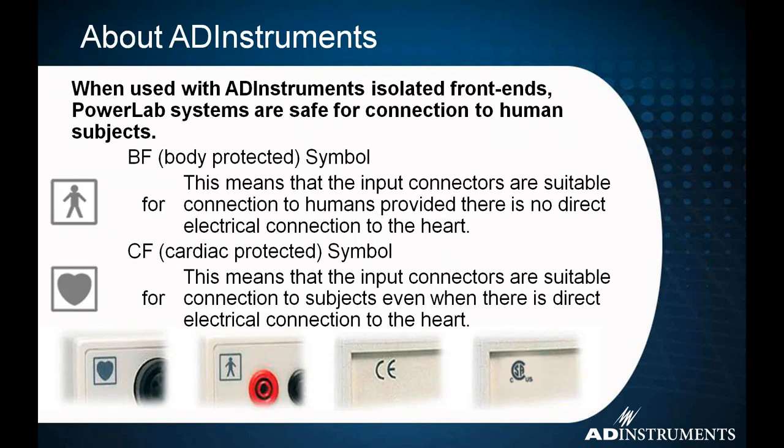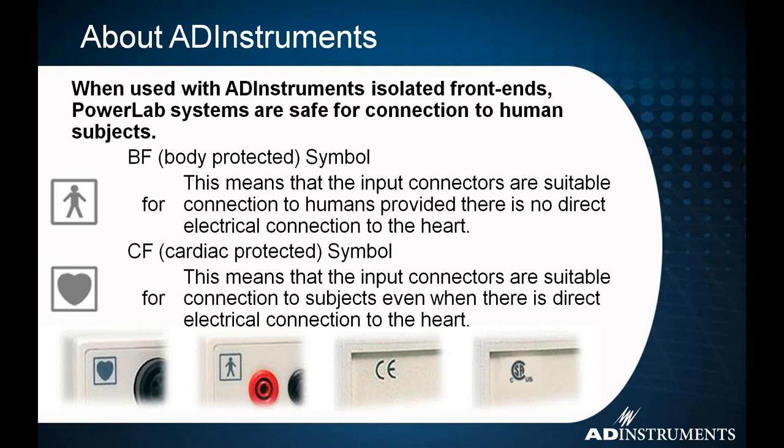That being said, we do have the ability to connect our isolated front ends to humans, and they are rated safe for connection to human subjects based on the amplifiers. So some of our amplifiers have the body protected symbol. Some of them have the CF or cardiac protected symbol, which means that they can be connected to humans, provided there is no direct electrical contact to the heart in the case of the body protected symbol, or even if there is direct electrical connection to the heart in the case of the cardiac protected symbol.